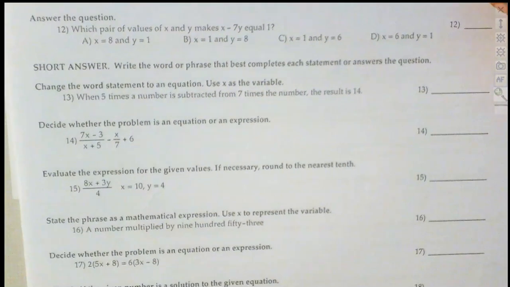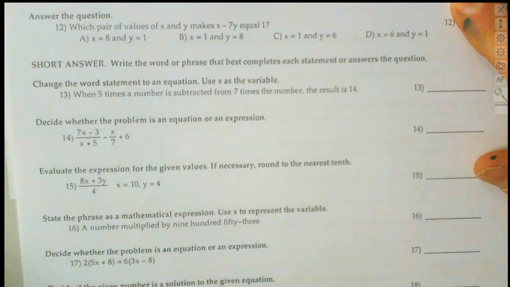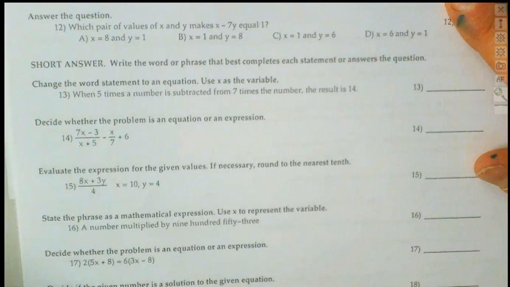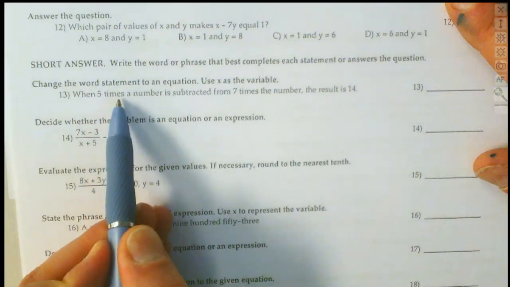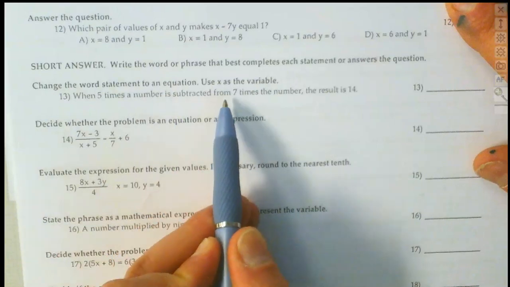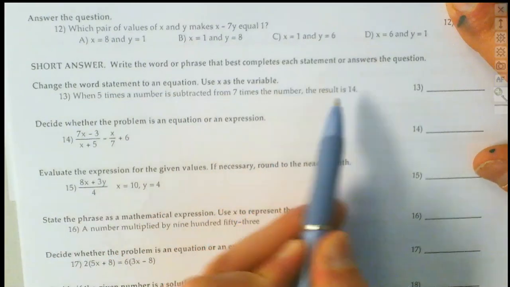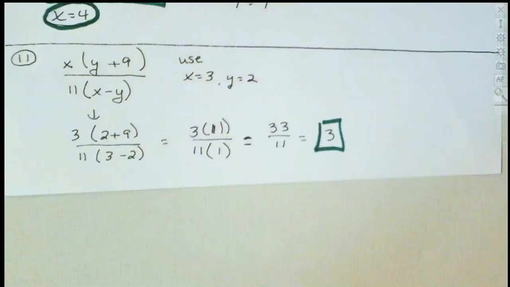Question 13, we're going to be using x as the variable again, and this is also going to be an equation. So question 13 is going to have an equal sign. Now with subtraction, we have to make sure we put them in the correct order. When 5 times a number is subtracted from 7 times a number, the result is 14. So let's make sure we put this in the correct order here.